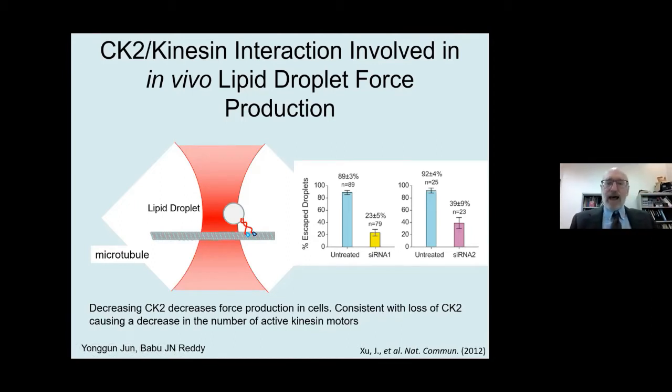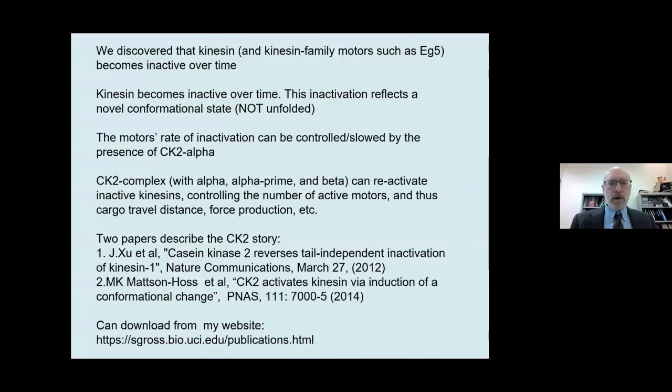So that says that you can tune the overall number of active motors, and presumably the overall number of force-producing motors on a lipid droplet, by CK2. So that's sort of one mode of tuning force production. And maybe in some cases where you might be prone to getting stuck, you might alter the number of lipid droplets that are moving, but we haven't looked very carefully into that. It turns out that this CK2 mediated regulation of function is true for kinesin family members overall, not just for kinesin 1, but for EG5 and some others.